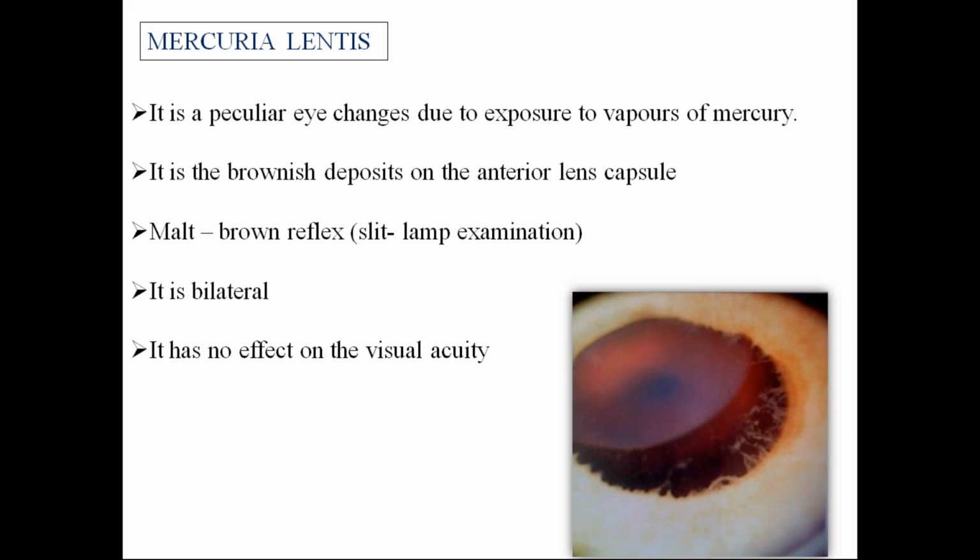So both eyes are affected, and these deposits will not affect the vision of the person. Visual acuity is not affected in mercurial lentis. So in mercurial lentis, there are brownish deposits in the anterior lens capsule, it is bilateral, the malt brown reflex is seen in slit lamp examination, and there is no effect on visual acuity. It occurs due to exposure to vapors, mercury vapors.